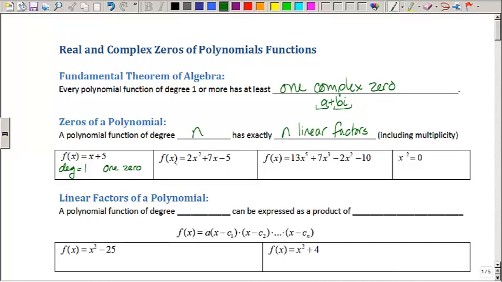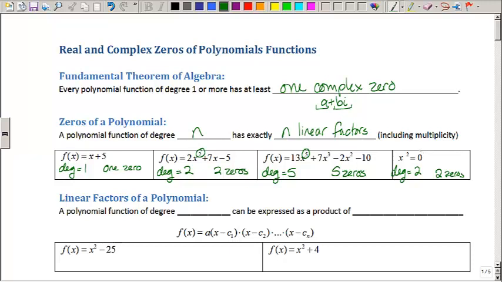So on the next example, f of x equals 2x squared plus 7x minus 5. Notice here the degree is 2. Therefore, I will have two zeros. On f of x equals 13x to the 5th plus the remaining terms, the degree is 5. Therefore, I will have 5 zeros, including real and complex. And on the last one, again, my degree is 2, meaning I'll have 2 zeros.